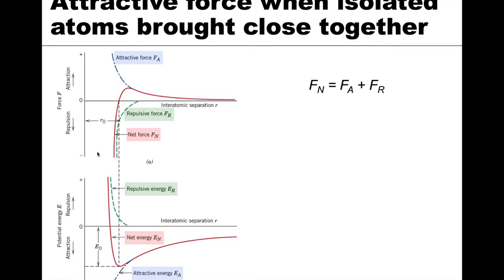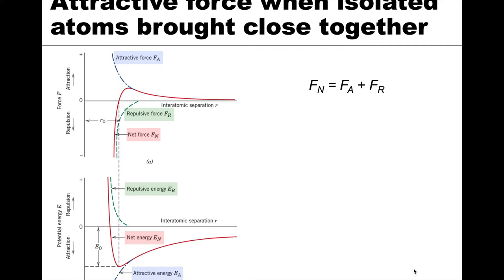Same thing with energy, potential energy here. Only here we term the positive energy repulsive and the negative energy attraction. So this is kind of a convention that we have for those. But it's still plotted in the same interatomic spacing. So how far or close up together two atoms or ions or whatever they are.